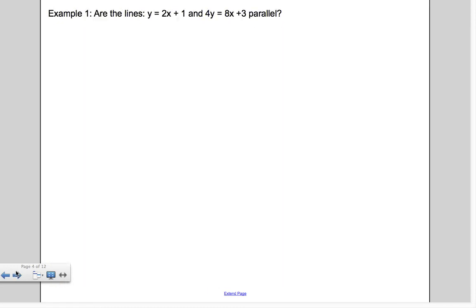So let's look at some concrete examples. Example number 1, we have these two equations: y equals 2x plus 1, and 4y equals 8x plus 3. Are these two lines parallel? Yes. So say yes.